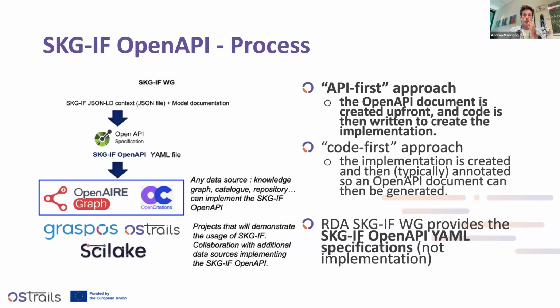In this case, as I was saying at the beginning, there's no central implementation for the SKG-IF. We are not providing the implementation. We are providing the contract that people willing to be SKG-IF compliant should adhere to. So in this case, we adopted this API first approach, where the OpenAPI YAML document is created up front, and that is the binding contract that any implementer should follow in order to be compliant. And in this case, for example, OpenCitations are willing to provide their own implementations of the SKG-IF OpenAPI specs.